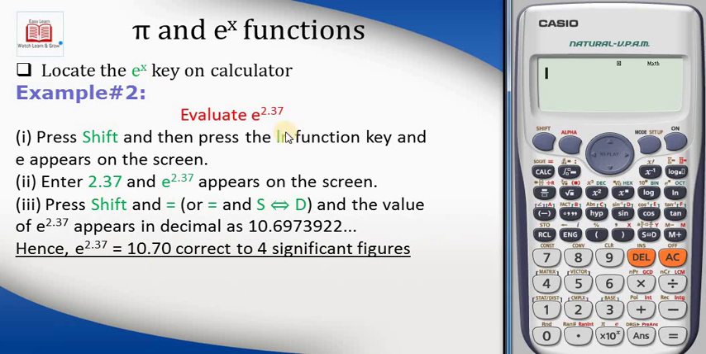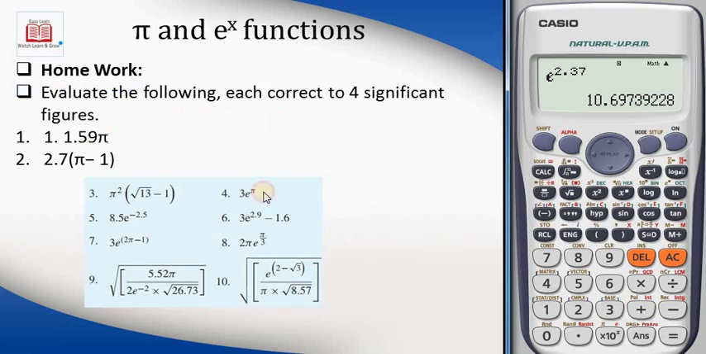Example number 2, we will try to introduce the shift key and pressing the ln key to use the secondary function, the exponential function of the calculator. We need 2.34, just enter 2.37 and press equals, 10.69. This is whatever we want, and we can correct it to however many decimal places we need. That's it from today's discussion. We will introduce further keys next time, and how to write the equation.